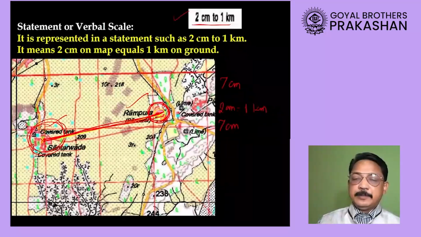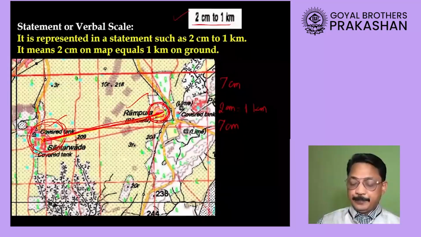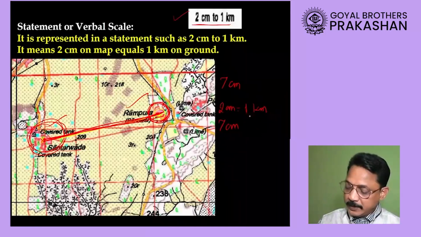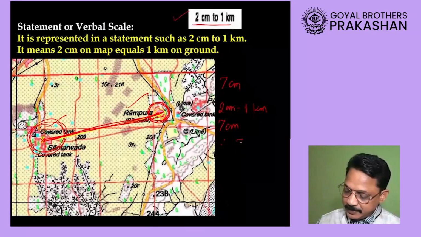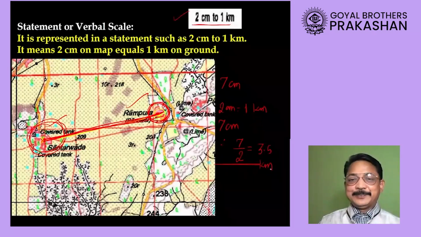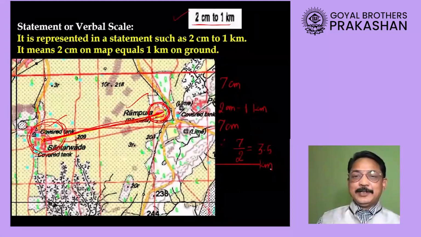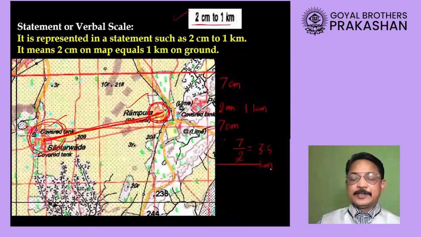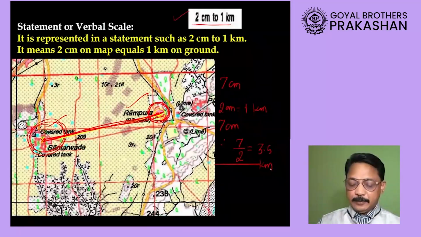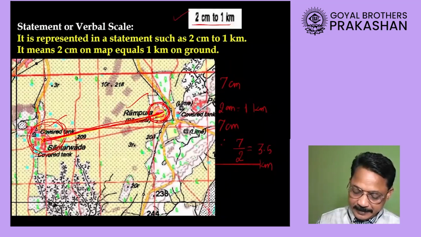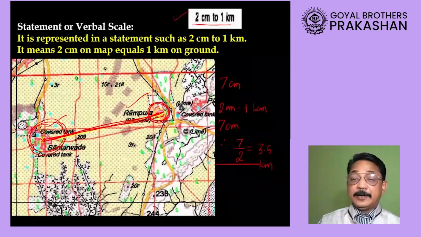So how much will be the distance on ground? So 2 centimeter to 1. Therefore 7 centimeter is equal to 7 divided by 2. I will get the distance 3.5 kilometer. That means using this scale, dear students, we are able to calculate the distance between Santarwada and Rampura.